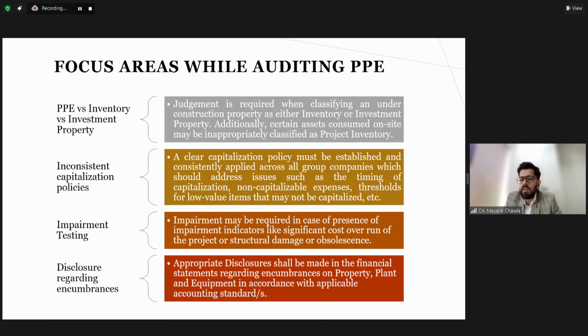Disclosure regarding encumbrances. Adequate disclosure needs to be made if there are encumbrances over the PPE, because it is very relevant for the users to understand what kind of encumbrances there may be against the PPE held by the entity. Even the lenders are very keen on this information, and it is required as per the applicable FRF as well.